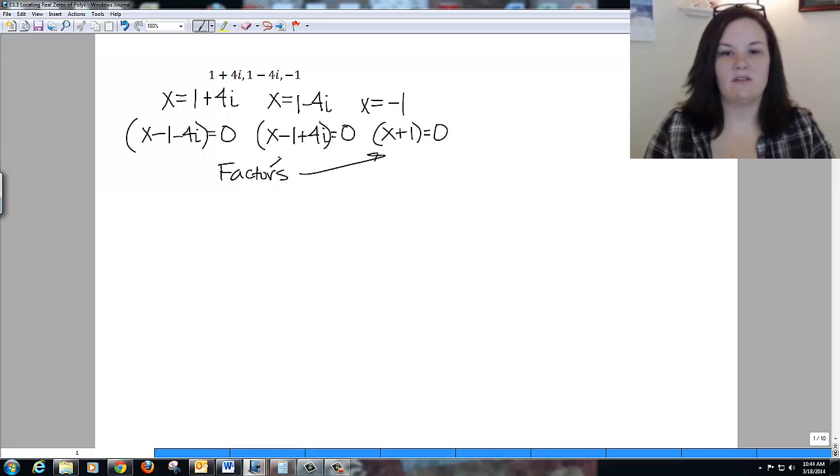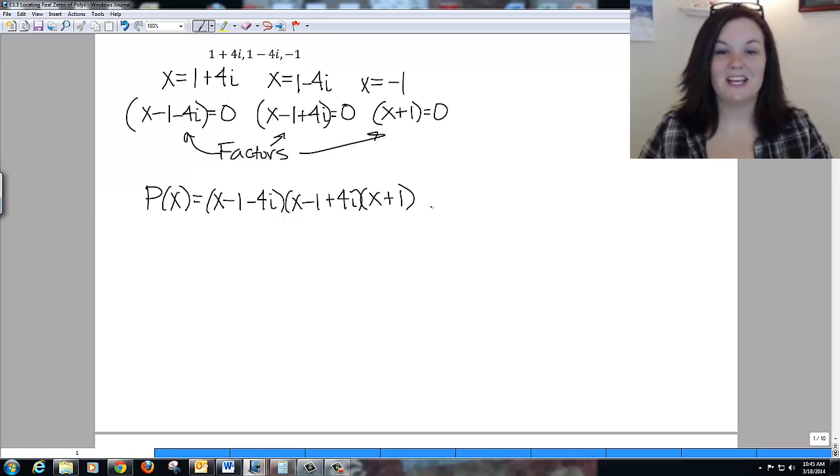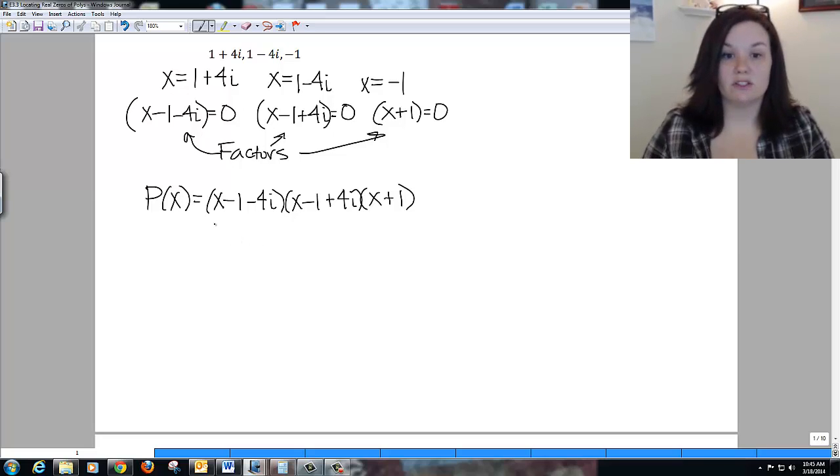Once I have all of my factors, then all I have to do is multiply them together. So I'm going to call this p of x, because we're talking about a polynomial function. And my p of x is the same as x minus 1 minus 4i times the quantity x minus 1 plus 4i times the quantity x plus 1. Now, to make your life easier, I will give you a little hint. Anytime you have factors that have i's in them, you always want to multiply those together first. So I'm going to go ahead and distribute these.